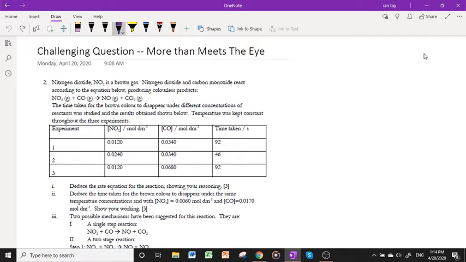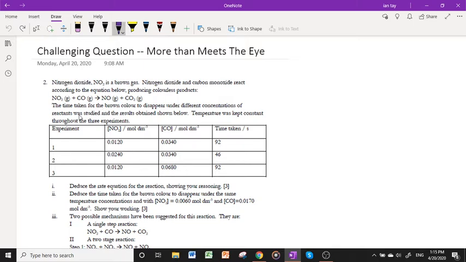So let us first take a look at this question over here. It's modified from a school prelim question. Nitrogen dioxide, NO2, is a brown gas. Nitrogen dioxide and carbon monoxide react according to the equation below, producing colorless products. So now we see a method to track the reaction rate, which is to track the color intensity.